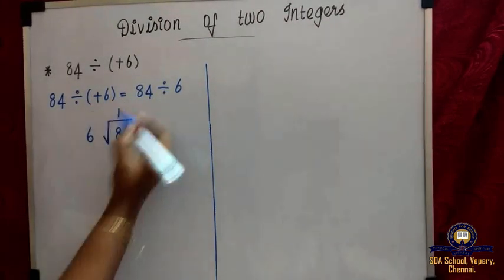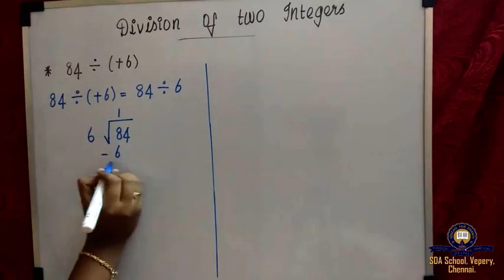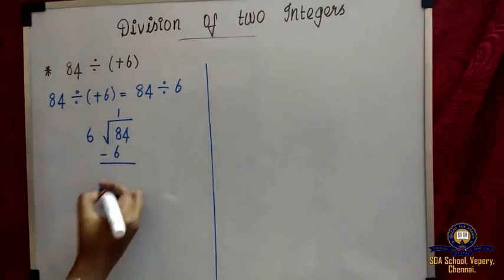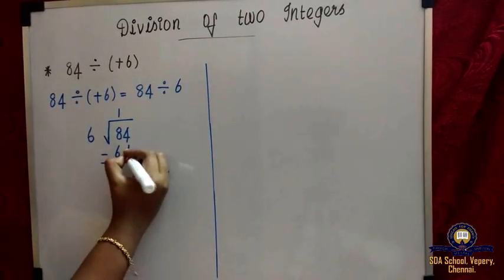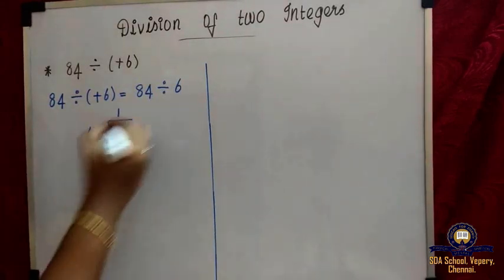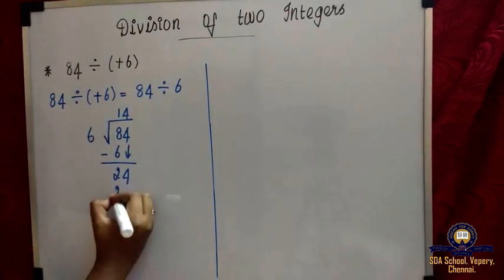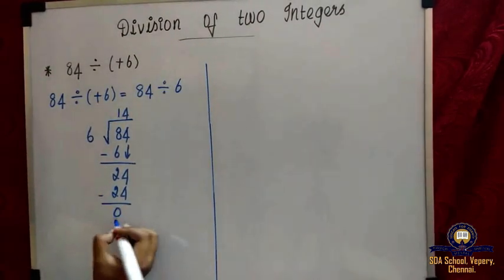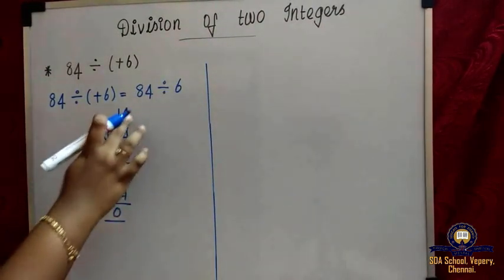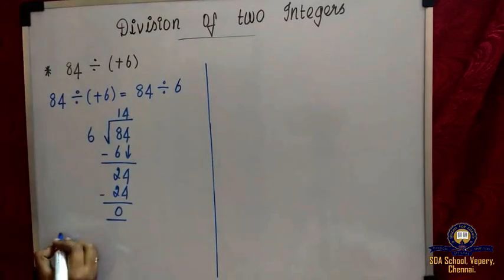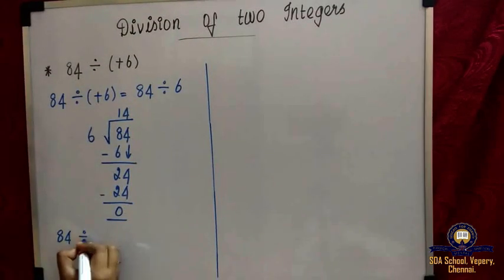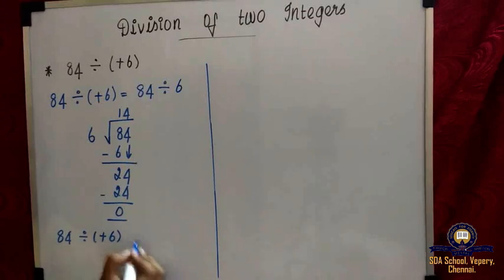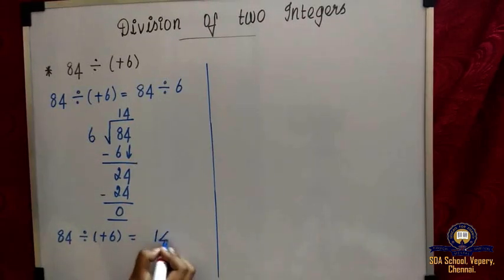We have 6 ones are 6. So when you subtract, 8 minus 6 will give you 2. Bring this 4 down. 6 4s are 24. And the remainder is 0. So we get the quotient to be 14. So 84 divided by plus 6 is equal to 14.